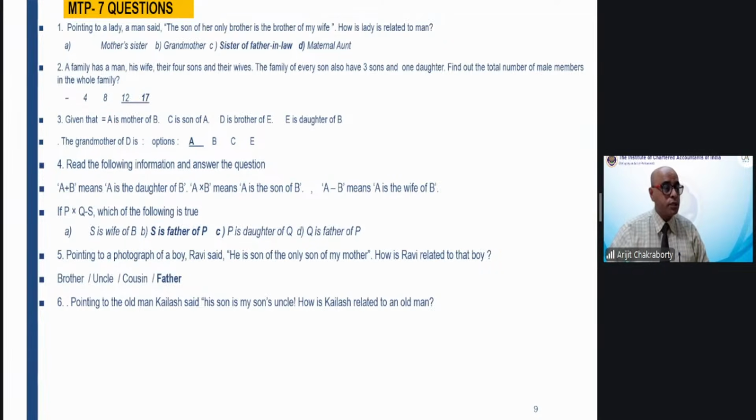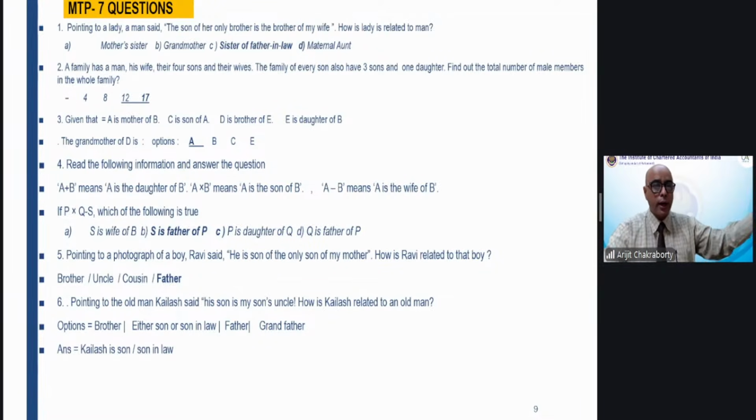We go to the last 2 questions, pointing to the old man. Kailash said, his son is my son's uncle. So how is Kailash related to the old man? Kailash is pointing a hand at the old man and saying, old man ka jo beta hai, he is my son's uncle. Old man's son is my son's uncle.